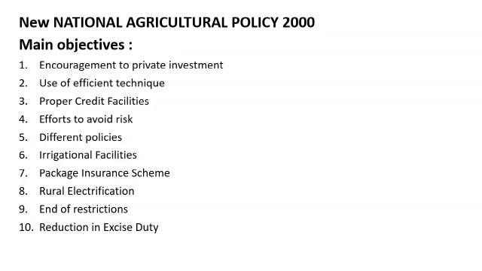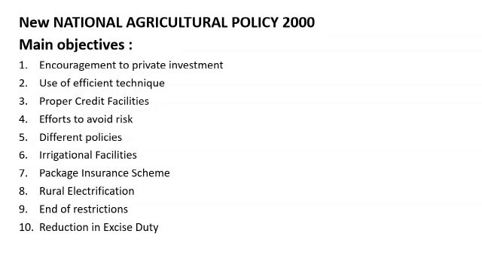Number 4, efforts to avoid risk. The prices of agriculture goods always tend to change. Efforts will be made to avoid risk by reducing the changes in it. Number 5, different policies. India is a member of World Trade Organization (WTO). It is always said that this agreement will have adverse effect on agriculture. To reduce it, different policies will be implemented for various agricultural production.